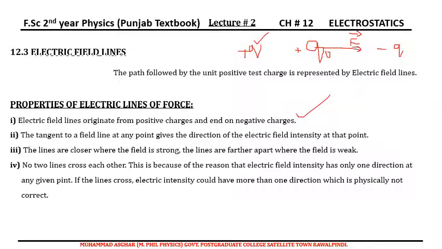Second, the tangent to the field line at any point gives the direction of the electric field intensity as shown in the diagram. To find the direction of electric field intensity, we draw a tangent line. This tangent line will give us the direction of electric field intensity. Third, the lines are closer where the field is strong. The lines are further apart where the field is weak.